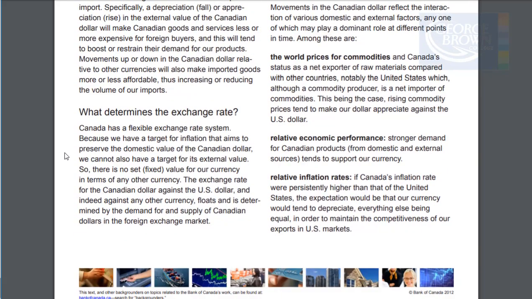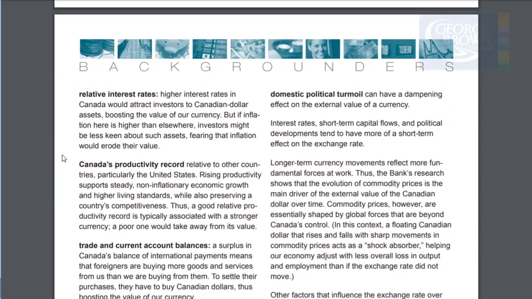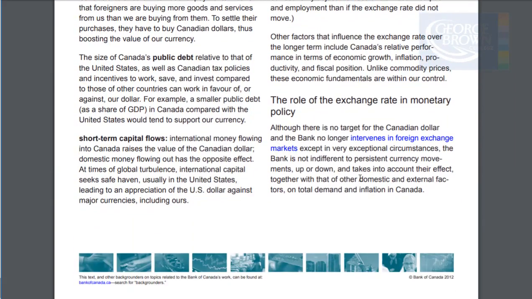Okay, so what determines the exchange rate? You can see Canada has a flexible exchange rate system, because we have a target for inflation that aims to preserve the domestic value of the Canadian dollar, the central bank cannot also have a target for its external value. So there is no set fixed value for the Canadian currency in terms of another currency. The exchange rate for the Canadian dollar against the US dollar, and indeed against any other currency, floats and is determined by the demand for and supply of Canadian dollars in the foreign exchange market. Okay, so quite important.